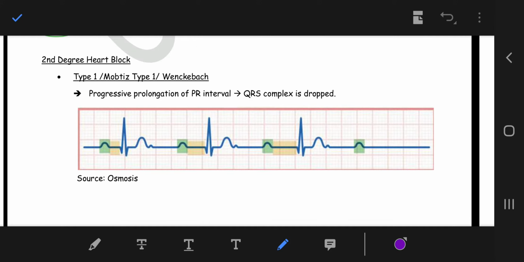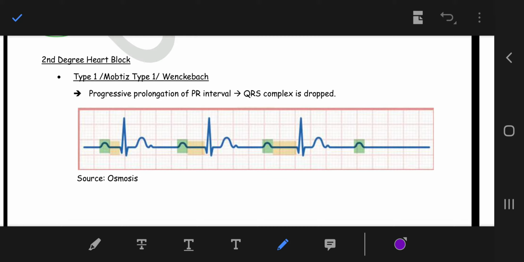Second degree heart block, there are two types, type 1 and type 2. Let's focus on type 1. Second degree heart block, please note, is commonly asked in the PLAB exam. Second degree heart block type 1 has different names, Mobitz type 1 or Wenckebach. What is it? In here, the PR interval is prolonged, obviously, because this is a heart block diagnosis.